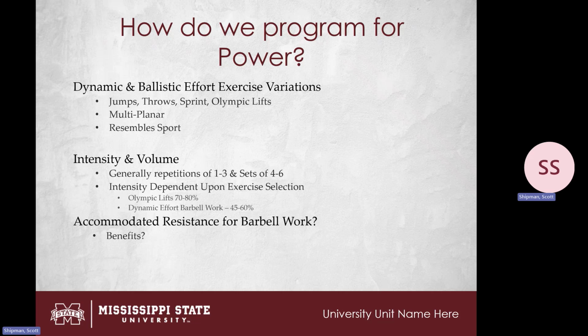Intensity and volume. It's going to dictate based off what exercises you're choosing for jumps, medicine balls, sprints, and Olympic lifts. But generally speaking, we're looking at 1 to 3 reps of sets of 4 to 6, similar to our strength movements. But with that said, when you're doing that low volume and low number of sets and total volume, we need the intensity to be really high. So Olympic lifts, you're typically looking at 70 to 80%. Any sort of dynamic effort barbell work, I'm typically looking at 45 to 60%. And then obviously when we're training body weight plyometrics, we need the intent to be done at a high level.